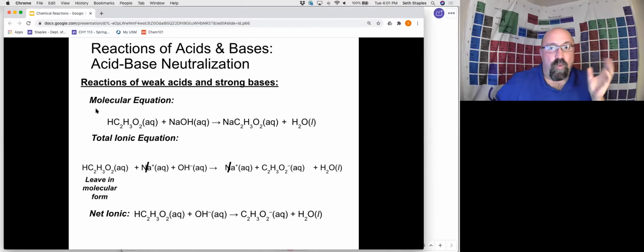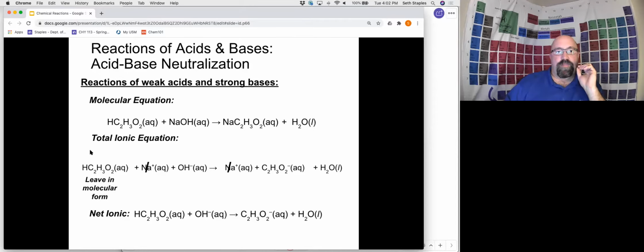Now, let's say we have a weak acid and a strong base. Here's an example: we have acetic acid plus sodium hydroxide. Make sure that you understand where this is coming from. We're going to come up with our sodium acetate and water. Water is going to be in its liquid form.